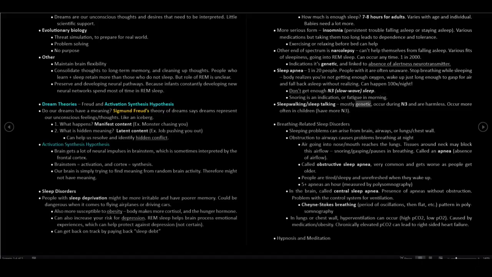Sleepwalking and sleep talking are mostly genetic, occur during N3, and are harmless. They occur more often in children, who have more N3.